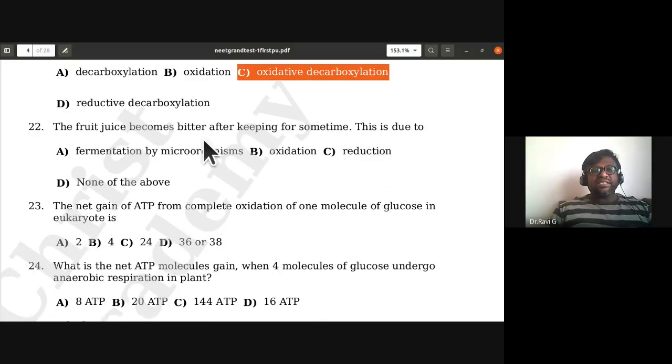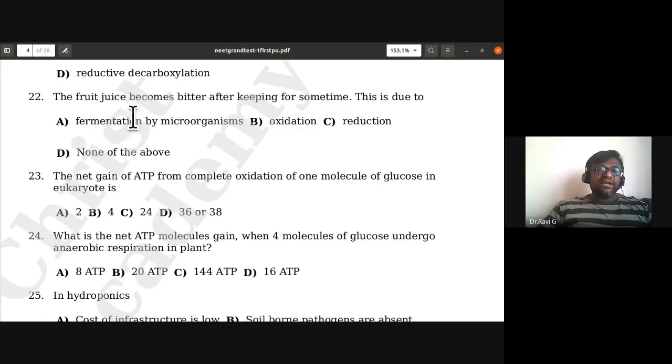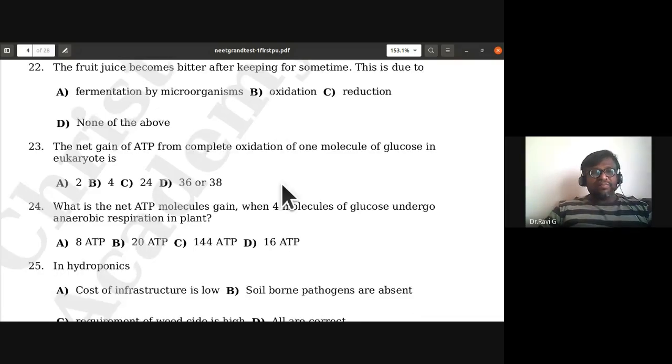The next one, 22nd: the fruit juice becomes bitter after keeping for some time. This is due to, why does the fruit juice become bitter after some time? It is because of fermentation by microorganisms. So remember, A is the answer. It is because of fermentation by microorganisms. So 23rd, next question.